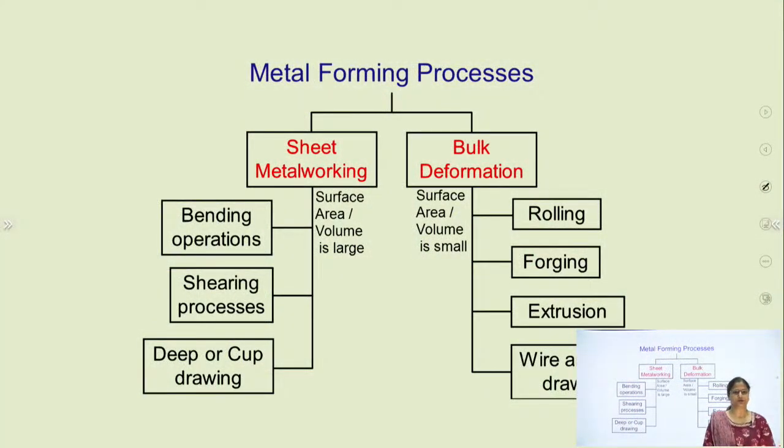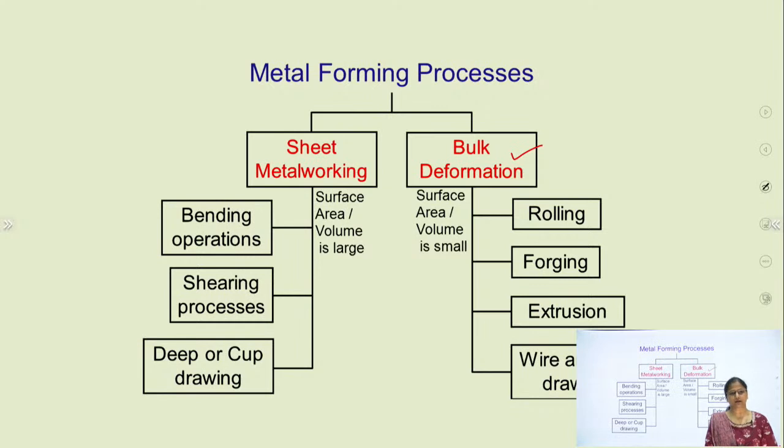So metal forming process is basically divided into two categories based on the surface area to volume ratio. If the surface area to volume ratio is large, then the process is called sheet metal working, and when the surface area to volume ratio is small, then it is called the bulk deformation process. Under sheet metal working there are various processes like bending operation, shearing operations, deep or cup drawing processes. In bulk deformation, where the surface area to volume ratio is small, there are various processes like rolling, forging, extrusion, and wire or bar drawing.